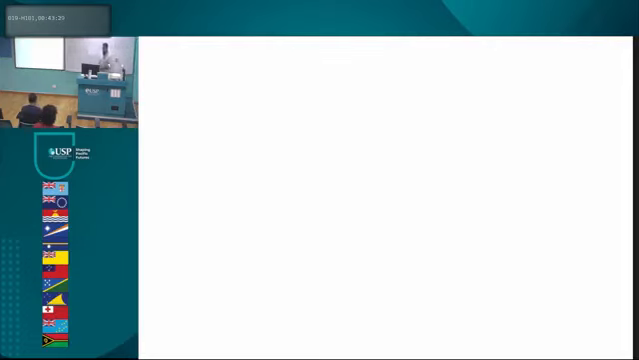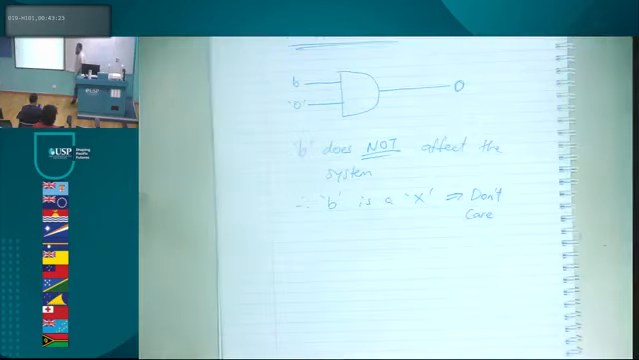Now, we also introduced you to a new concept, another type of input which is called a don't care. So when you come to a logic circuit, you have a logic high, or logic one. You have logic zero. And now I want to introduce you to a third type of logic input which is called don't care. So either you have a zero or you have a one or you have a don't care.